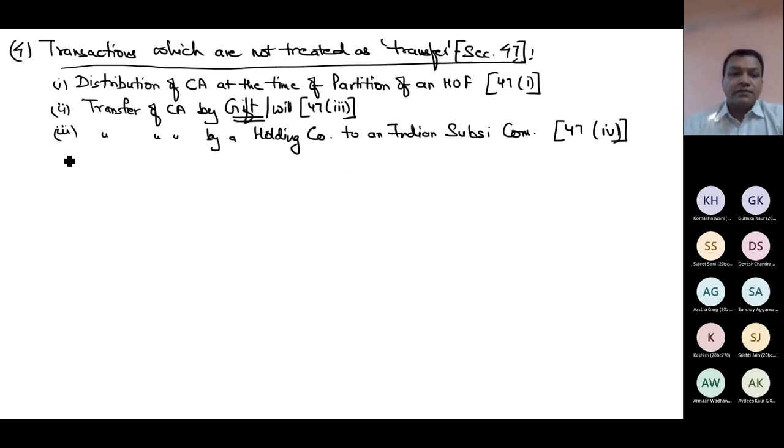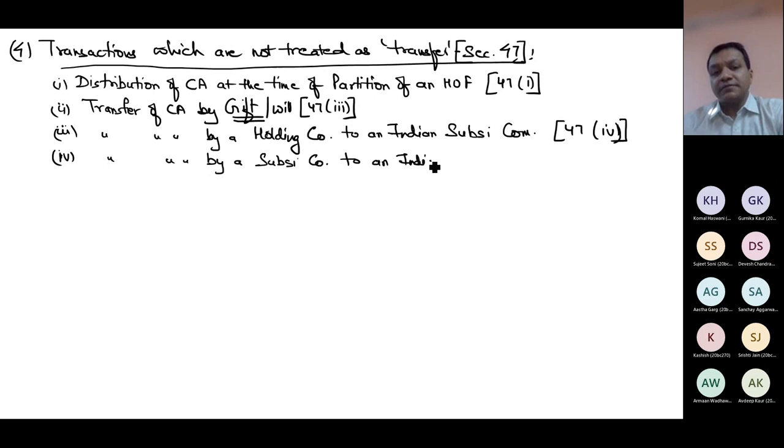Similarly, in theory such questions can come that name any 7 transactions which are not treated as transfer. Then you have to remember at least 7 to 8. Transfer of capital assets by a subsidiary company to an Indian holding company. Transferor is the one who is transferring. Transferee is the one who is taking. Transferor is who is giving, transferee who is taking, to an Indian holding company. 47.5.